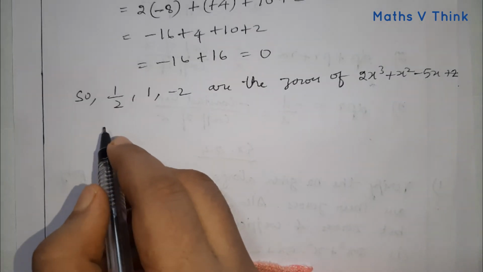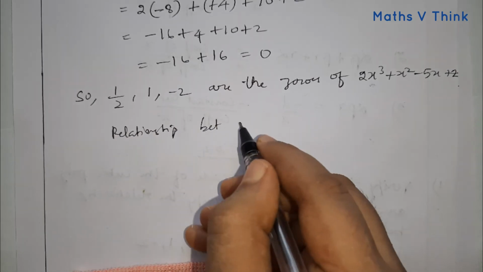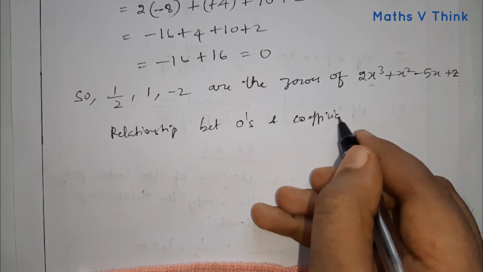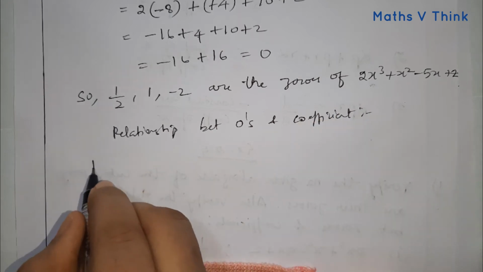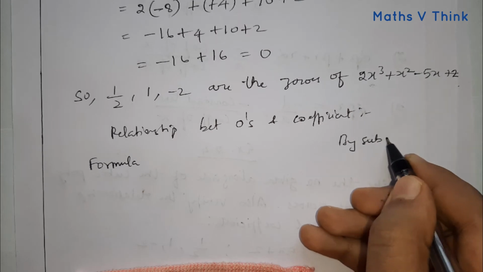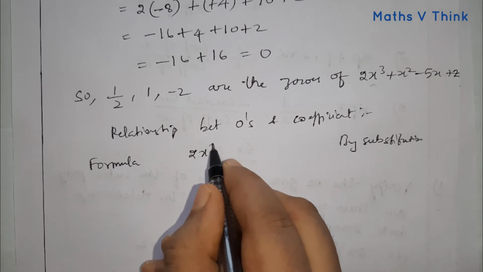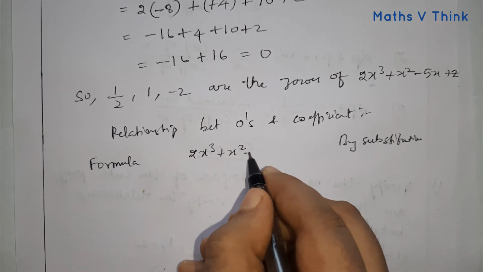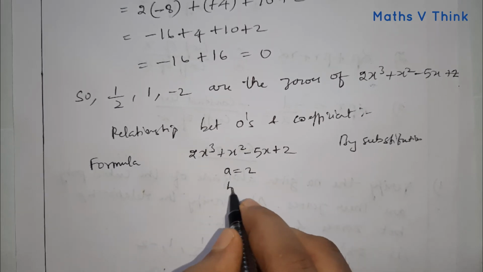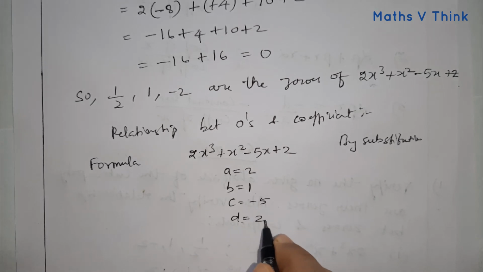Now we need to verify the relationship between zeros and coefficient. So we need to do it by formula and also by substitution. So the polynomial is 2x cube plus x square minus 5x plus 2. So a is 2, b is 1, c is minus 5 and d is 2.